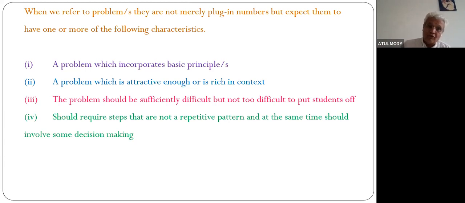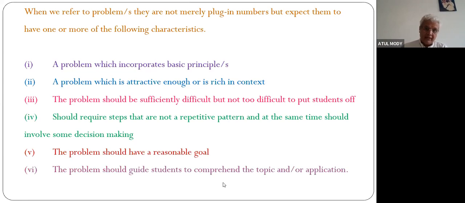Sometimes students use the wrong formula to do a problem because they misunderstand. I have seen students making blunders between AC and DC circuits. Okay, so that is the simplest example of decision making that one should understand. A problem should have a reasonable goal, and at the end, the problem should guide students to comprehend what you are trying to make them learn or its application.